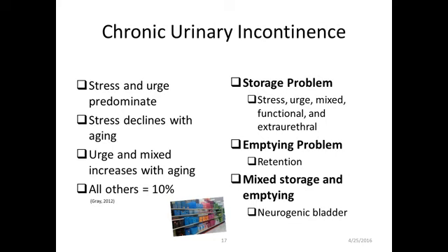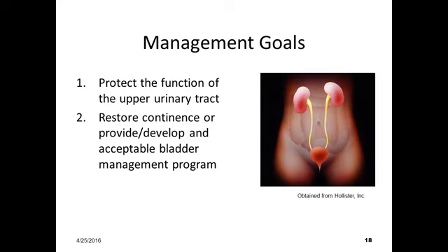Another way of classifying chronic urinary incontinence is as a storage or emptying problem. Storage problems are implicated in stress, urge, mixed, functional, and extraurethral, and emptying problems are seen in retention, and neurogenic bladder as a combination of storage and emptying issues. The most important issue when dealing with incontinence is protection of the upper urinary tract. Restoration of continence or development of an acceptable bladder management program is the secondary goal.